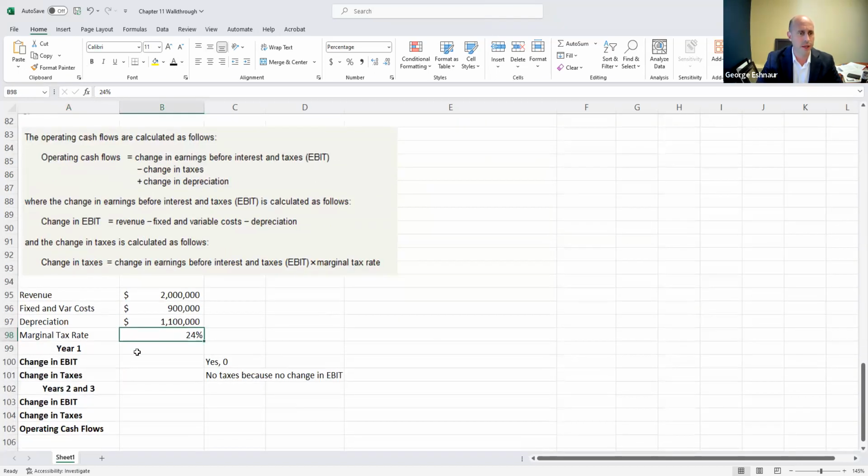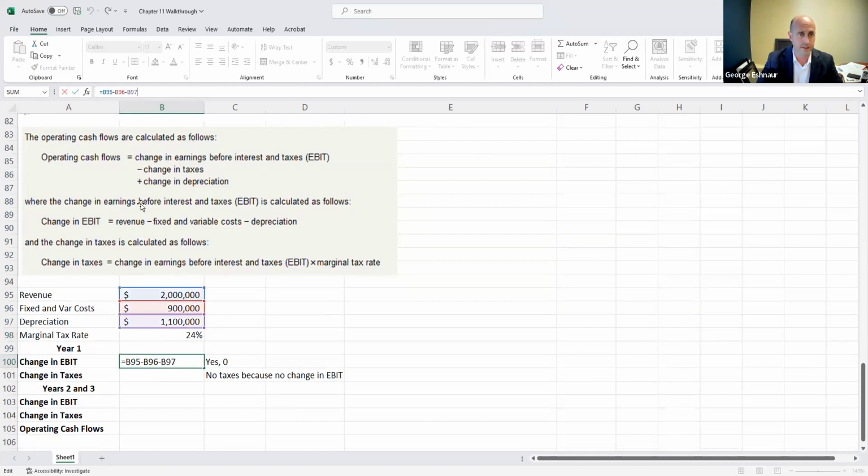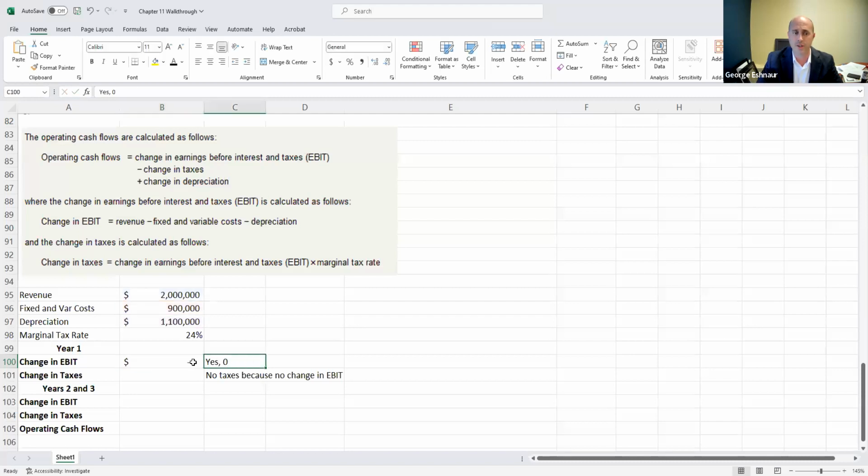So let's go through year 1 change in EBIT. The formula is earnings before interest and taxes. So that's the $2 million minus our taxes. Actually, let's jump to the change in EBIT. So we take our revenue minus our fixed variable cost minus our depreciation. So it's actually 0 this year. We broke even. So that also means we're not going to have any taxes because our earnings before interest and tax, because of the depreciation, is 0.